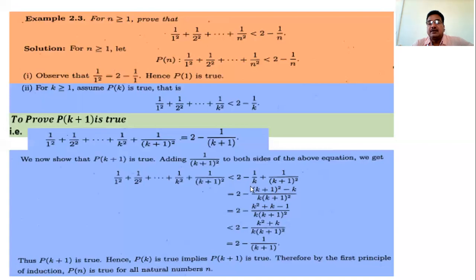If you write one more step here, take this minus sign common out, that is a bracket. In the bracket, what do we have? 1/k minus 1/(k+1)², and then its simplification is this: k(k+1)² is the LCM, and the numerator is what? (k+1)² minus k.